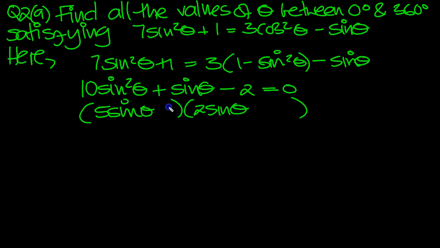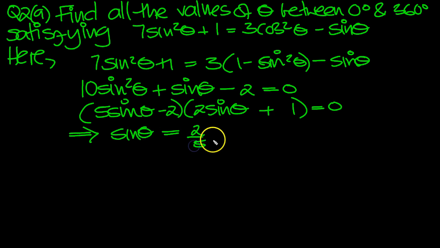Yes, now if I put the 2 with the 2, I'm going to get 4, and I'm going to get 1 with the 5, and the difference would be 1. This is positive, so the bigger number must be positive. The 4 must be negative. So let's just check we've factorized correctly. 10 sine squared theta plus 5 sine theta minus 4 sine theta, and then the last term, minus times plus is a minus, 2 ones are 2. So that looks fine. This first bracket tells you that sine theta is equal to 2 over 5.